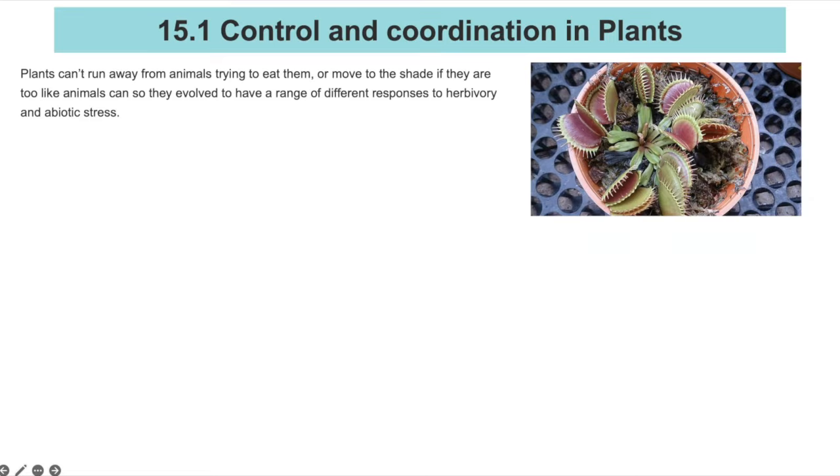So the final part of this topic is looking at the control and coordination in plants. And plants can't run away from animals. They don't have muscles, so they can't move to the shade or move to the light like animals have evolved to be able to do this. So instead, they have a different range of responses to defend themselves from herbivores trying to eat them and abiotic stresses.